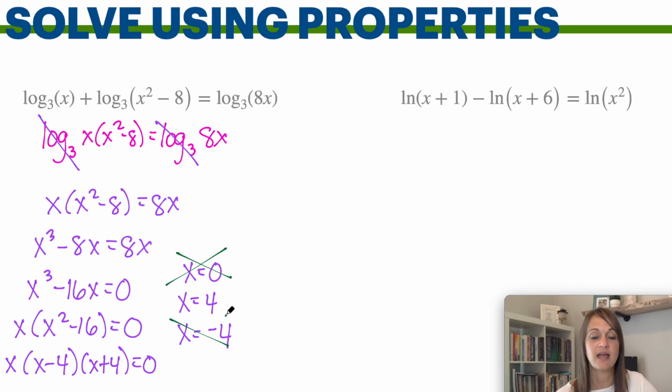You also cannot have a negative. If you plug in negative 4, you have log of a negative number, which means that is also not allowed. So your only answer in this case is 4. Not all three, only the answer x equals 4.